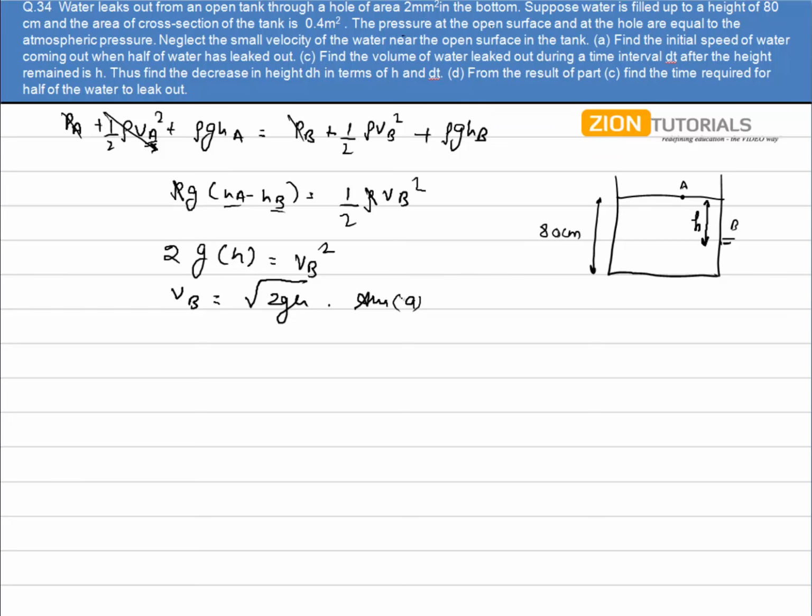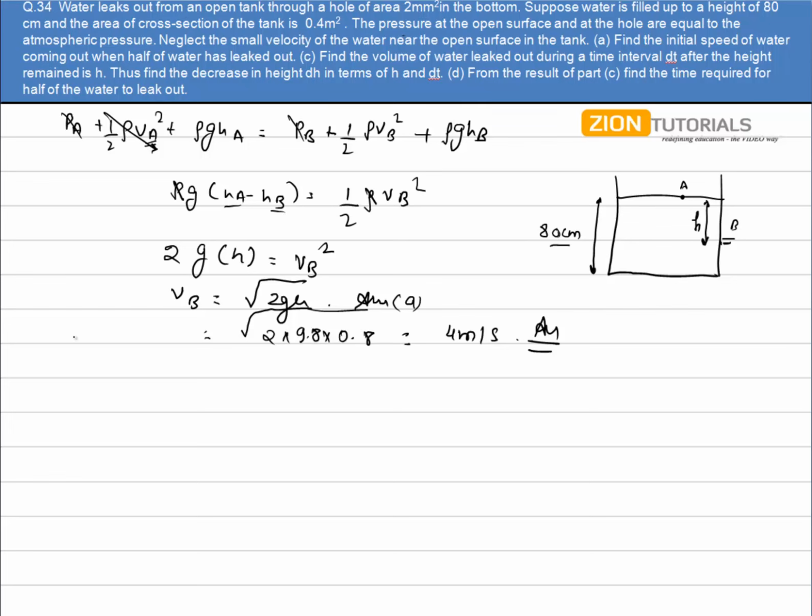Now here the hole is made at the bottom, so the value of h will be equal to capital H. So just substitute the value, that is 2 into 9.8 into small h, which is 80 centimeter, so that will be 0.8. So the velocity of efflux comes out to be 4 meter per second. That is the answer.